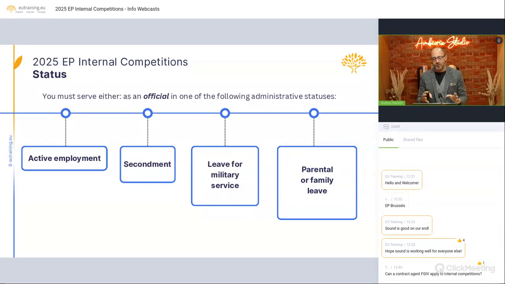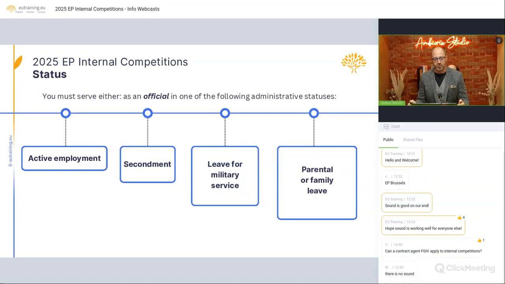And then going further and kind of zooming in for more specific criteria, you need to be actively employed in the parliament, or you could be on secondment or leave for military service, or you are on a parental or family leave. So the most important thing is that you have an official status vis-a-vis the European Parliament, even if you are currently in one of those four situations. That is more of your current situation, but it doesn't call into question the fact that you have that official employment link with the parliament already.